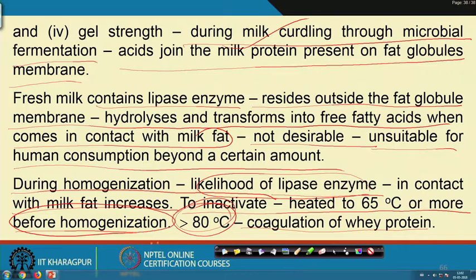If it is beyond 80 degrees centigrade, then coagulation of whey protein occurs, because we said whey protein is a soluble protein, but it is soluble only while the temperature is low. Solubility goes down if the temperature goes beyond 80 degrees centigrade. So, that is why you cannot heat beyond 80 degrees centigrade, otherwise this soluble whey protein will separate out from the milk, right.